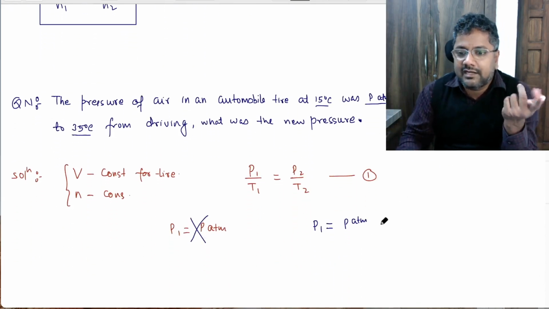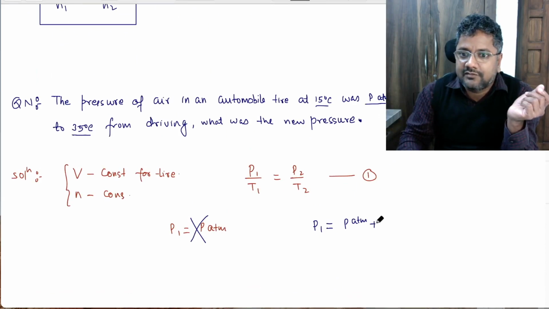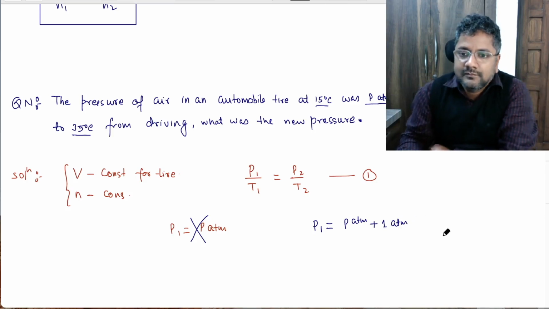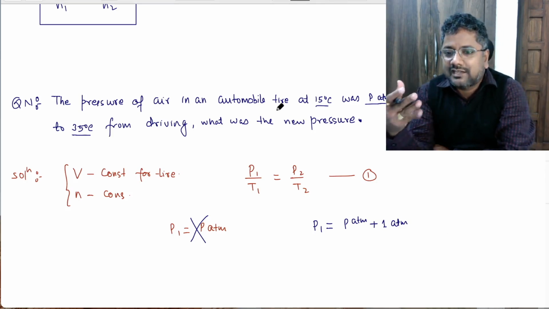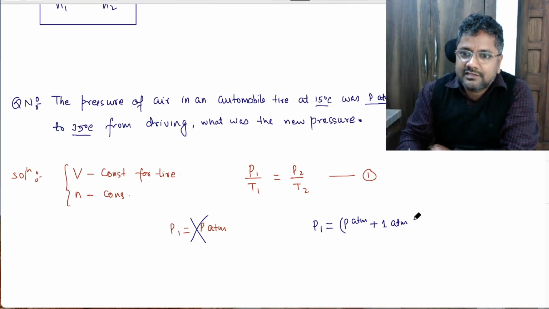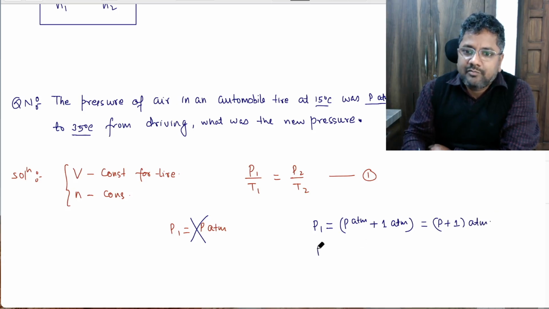So P atm, and I have already told you the absolute pressure always includes 1 atm, right? Whenever you take this gauge pressure as the pressure, your answer will be wrong. So the initial pressure is P plus 1. This is equal to P plus 1 atm, right? And P2 we have to find out.